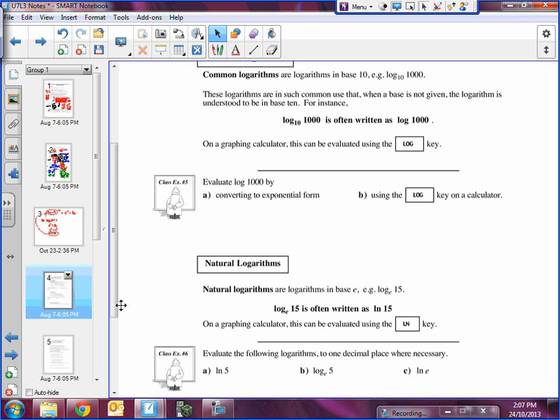Okay, so to evaluate log of 1,000 by converting to exponential form, we did this last class. Am I on the right page? No. Oh yeah, this is lesson. Oh, because we still have 3 pages left of this lesson.